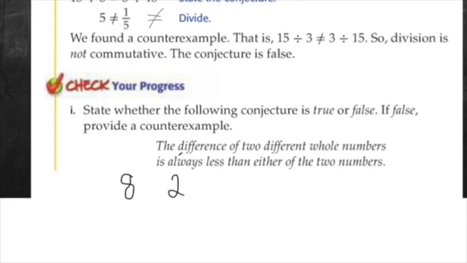So the difference between the 2 numbers, difference always tells us that we want to subtract. So the difference of 2 whole numbers, let's try that. 8 minus 2, that gives us 6. Is that always less than either of the two numbers? So my smaller number is 2, and my difference was 6. So I'm trying to prove if my difference is less than the smaller of my two numbers. So I'm trying to prove that 6 is less than 2, which we know is not true.